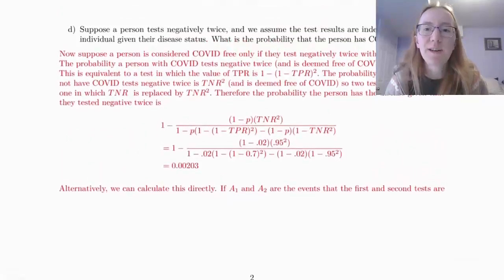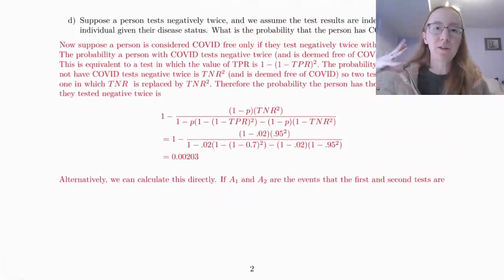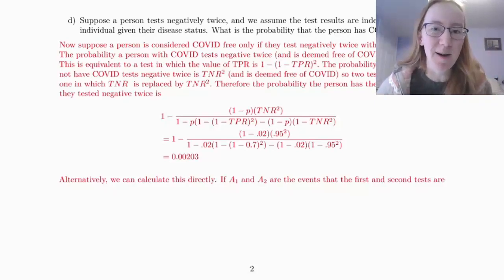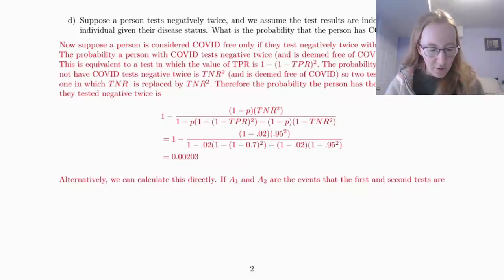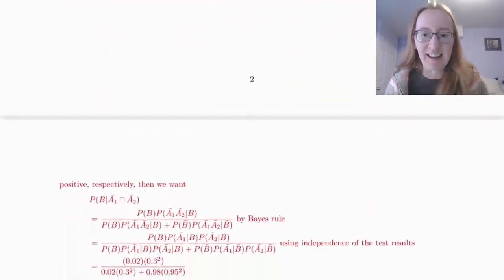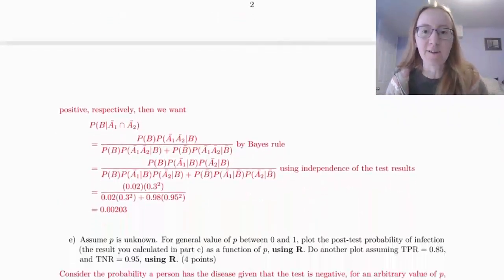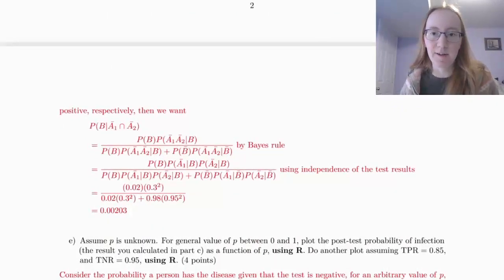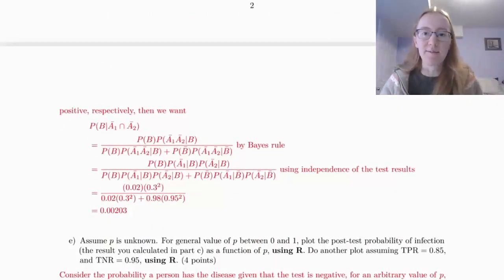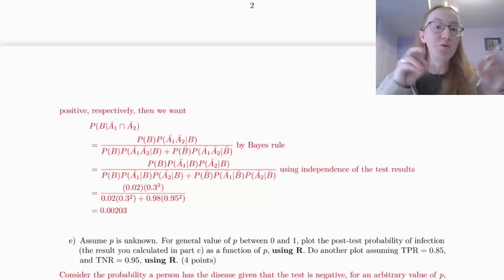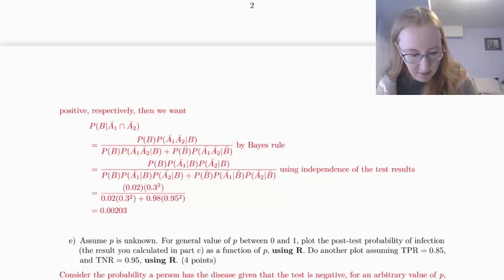Yes. So again, this is 1D. Assuming the person tests negatively twice and those results are independent given the disease status, what's the probability the person actually has COVID? The way that we expected you to do it is the second way, which is the way that I gave the big hint for: if A1 and A2 are the events that the first and second test were positive respectively, then we want the probability of having COVID given that you have 2 negative tests. So this is what we're looking for here.